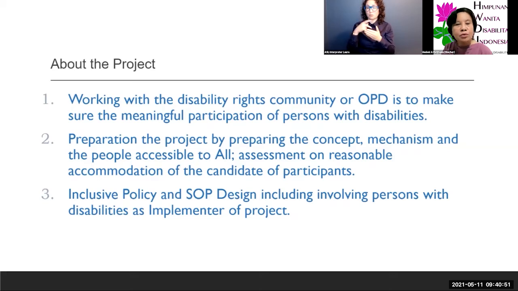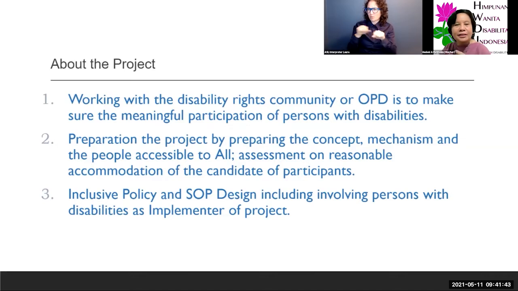Make the project context inclusive and accommodating to the disability perspective, including the availability of accessibility and reasonable accommodation during the project implementation. The process starts from the assessment of reasonable accommodation for the candidate participants. So when the USAID agency or partners, the Institute of International Education, came to us to make an approach on these projects, we started to talk about what is your planning on accessibility and reasonable accommodation for your project.